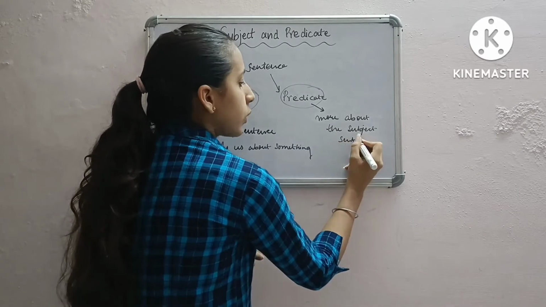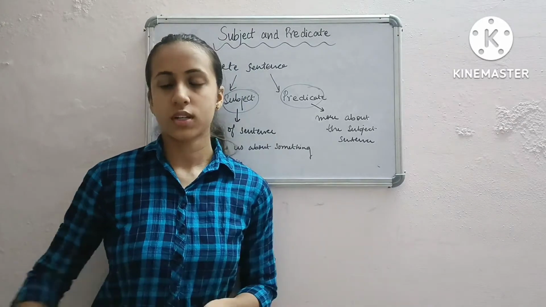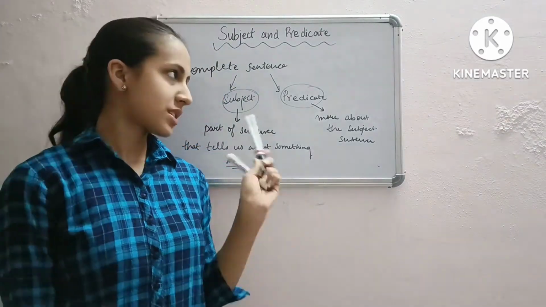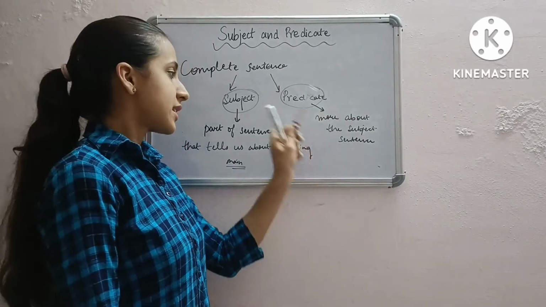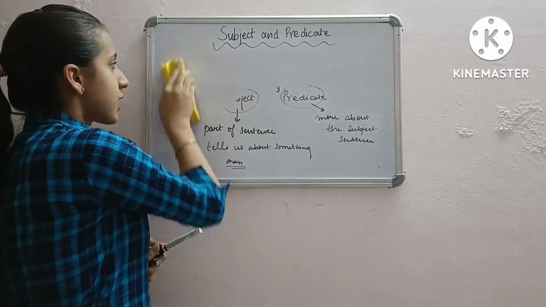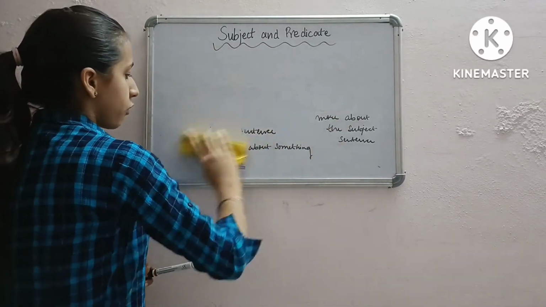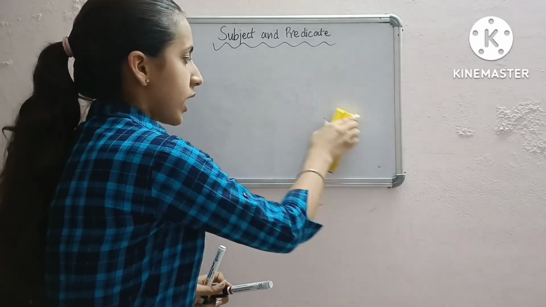Like, what are we talking about in the sentence? With the main talk, what is it all about? We discussed the subject, so what is the predicate? It is basically telling us more about the subject. Alright, let's find this out with the help of an example. And the first example is very easy.